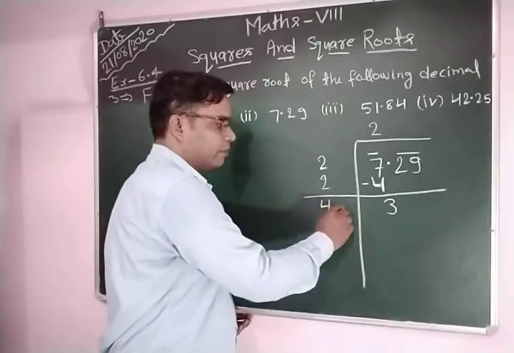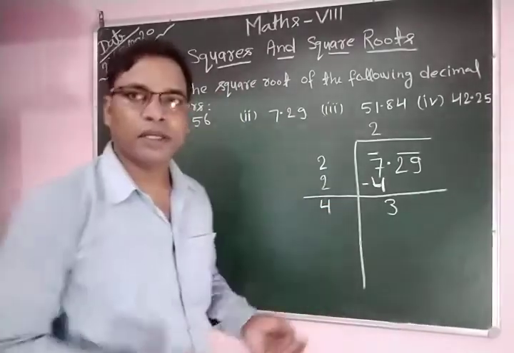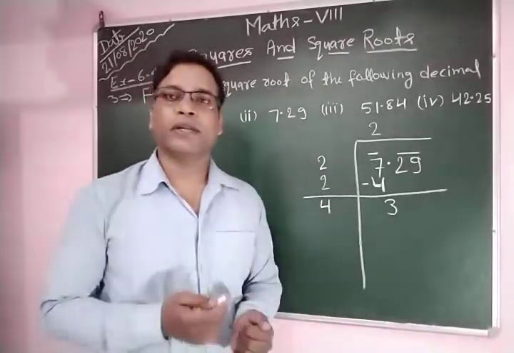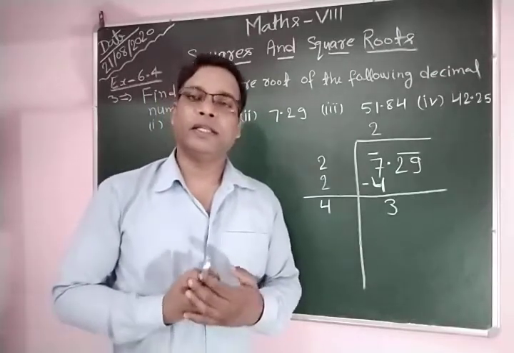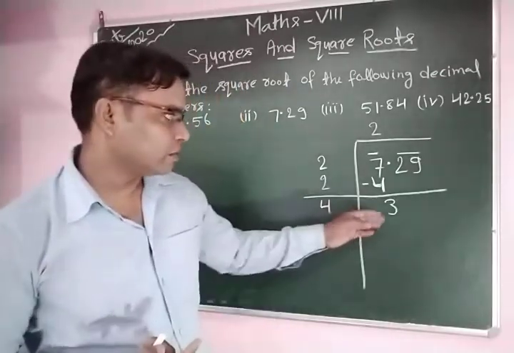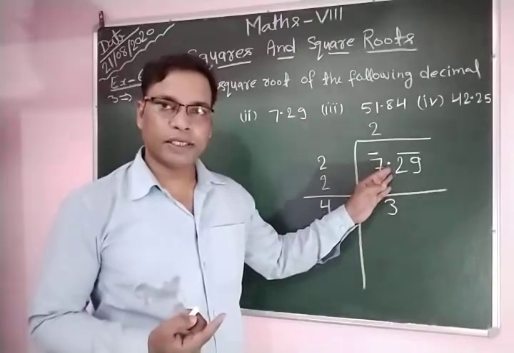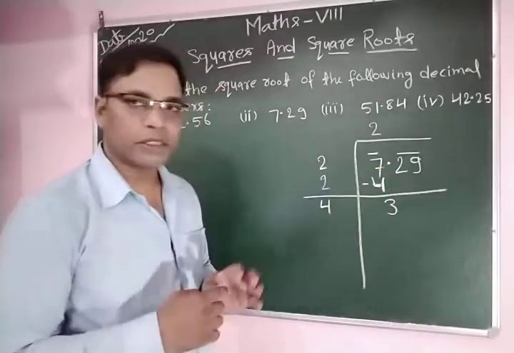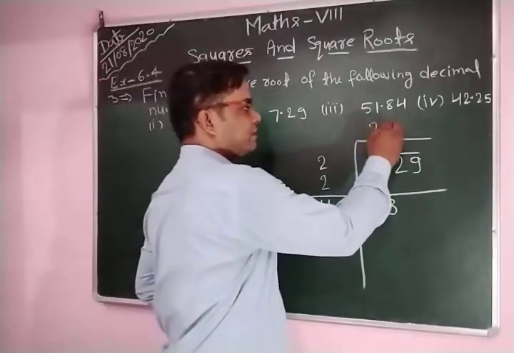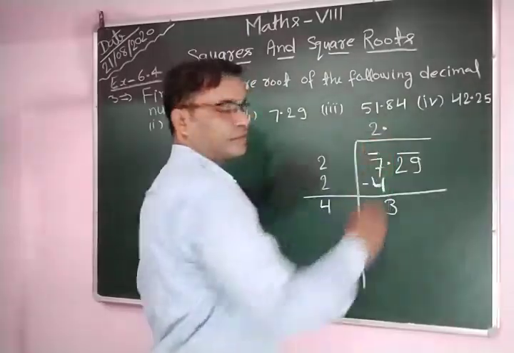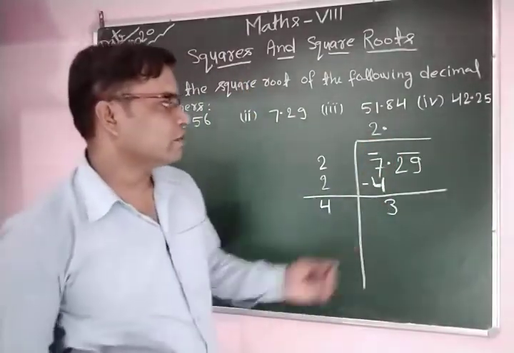We will leave a blank space for new digits. Okay. That's why you find the new divisors. Okay. Here you find 3. After this is a decimal. So we put decimal on the quotient here after 2. Clear? Now bring down the next pair.